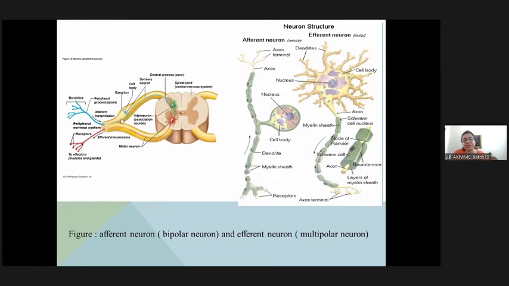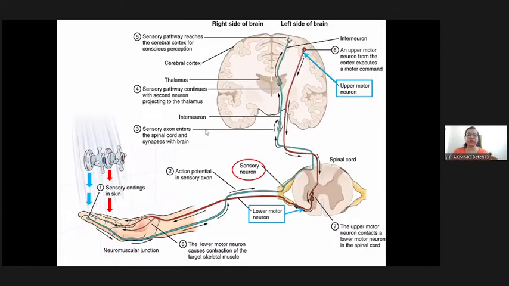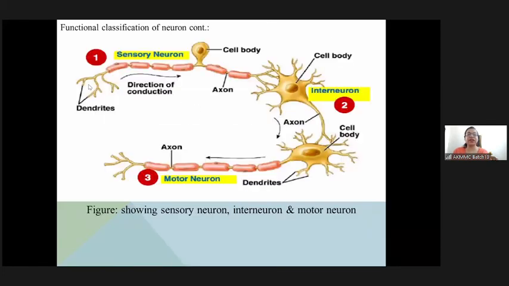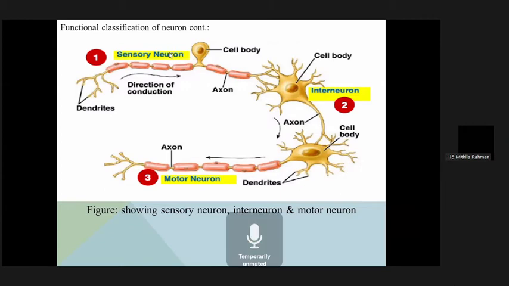What type of neuron is this? Afferent, or sensory. If information goes toward the central nervous system, what do we call it? Sensory. If it goes from the cell body to the site of action, toward the target organ, what do we call it? Motor neuron. Very good. So here we can see this is a sensory neuron. And what type of neuron is this? This is a unipolar or pseudo-unipolar neuron.